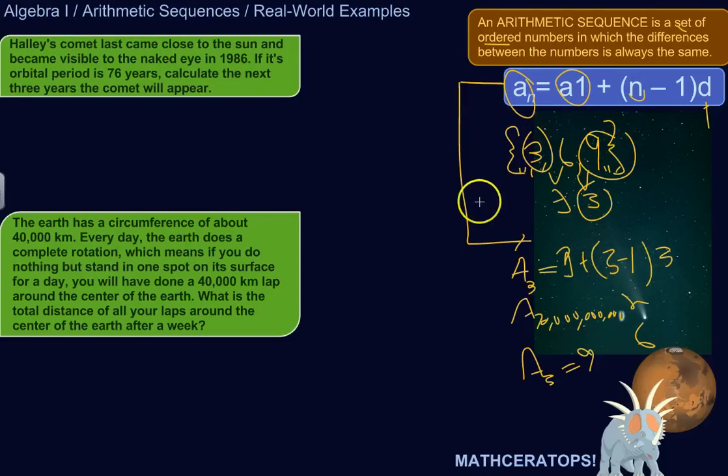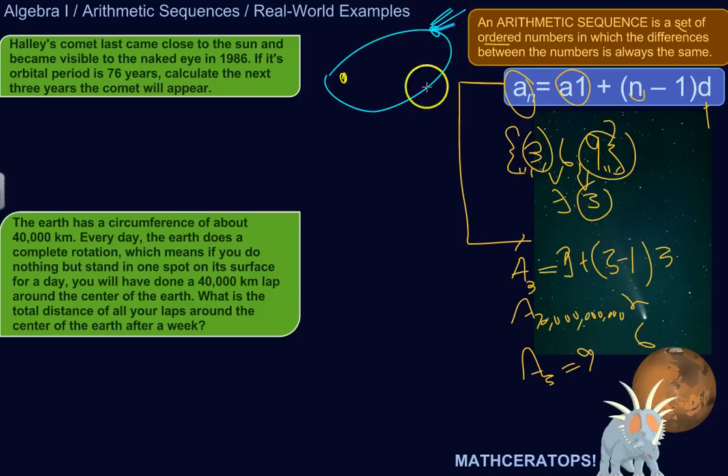Halley's Comet last came close to the sun and became visible to the naked eye in 1986. If its orbital period is 76 years, calculate the next 3 years the comet will appear. So we've got a situation where here's the sun, and then there's Halley's Comet. Let's say it's like that. This comet takes a certain amount of years to do an orbit around the sun.